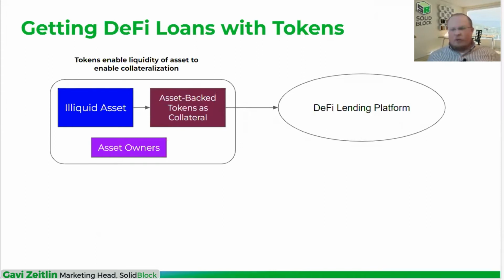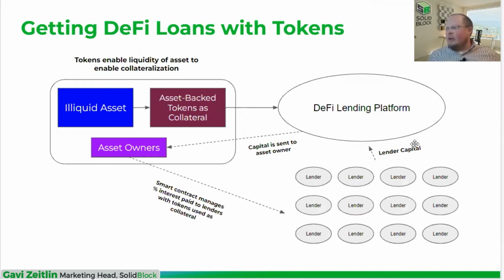You send and offer those tokens for DeFi lending, and you say, I want to take a loan using this as collateral. Now, what's going to happen is that this platform has a large group of lenders who are looking to get a return on their investment. They will loan their funds to you, with the terms of the deal baked into a smart contract. The capital will be sent to you, and you can now do with it what you want.